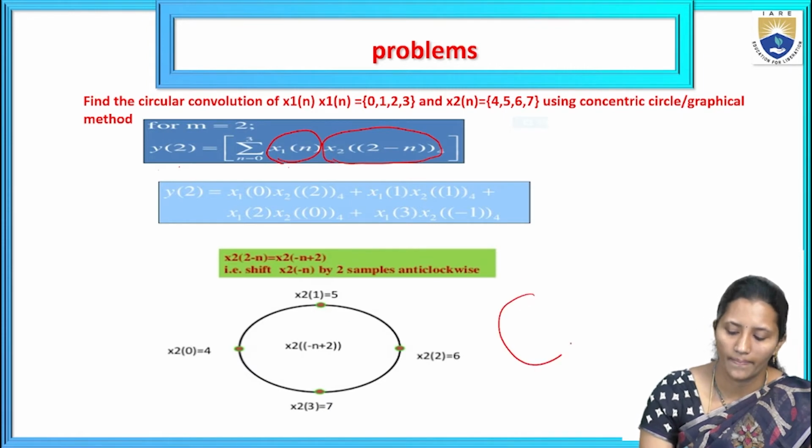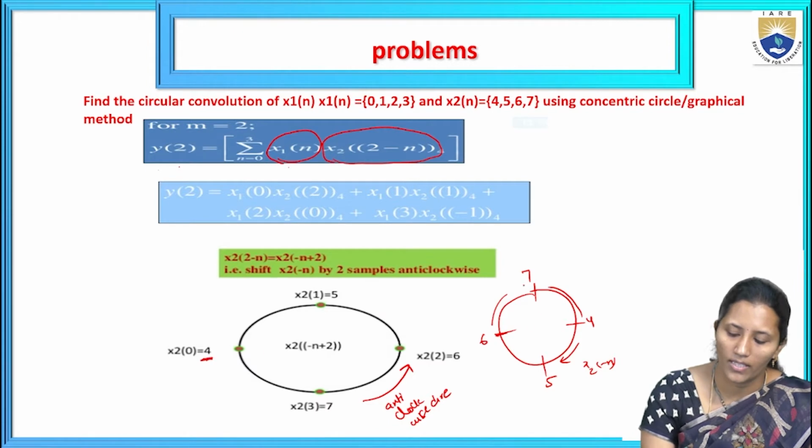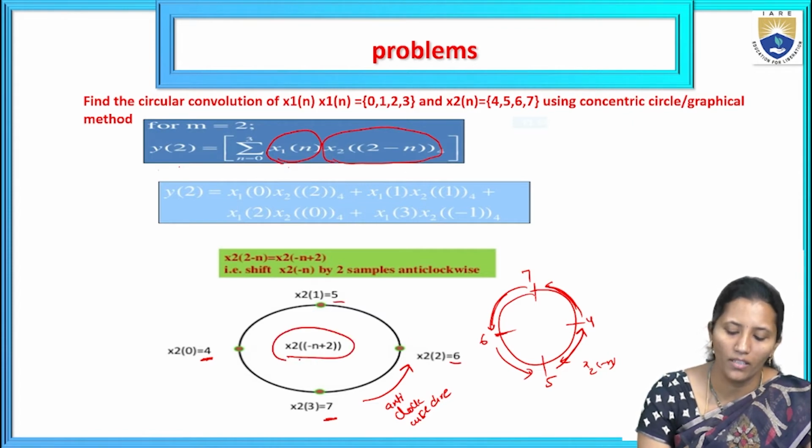So first we are taking x2 of minus n, that's why we have to take it in the clockwise direction. First we are plotting them, but we have to rotate that in the anti-clockwise direction by 2 samples. So this 4 will come 1, 2. 2 samples. So 4 will come here and 7 will come here, 1, 2 steps. So here 7 will come and 5. It should move for 2 points. So here 2 samples. So 6 will come here, 5 will come here. So this is x2 of minus n plus 2.